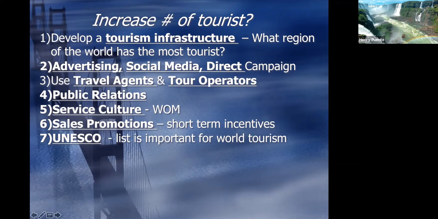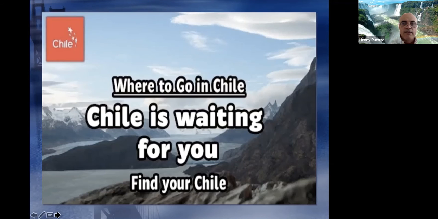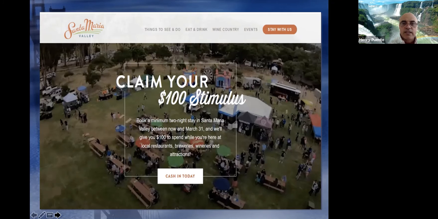Sales promotions. So this is also very important. Like, for instance, I don't know if anybody's seen this. This is a campaign that was put on by Santa Maria. I don't know if anybody's been to Santa Maria. Santa Maria has great wines. Think about Paso Robles and places like that. It's up the coast near Santa Barbara.